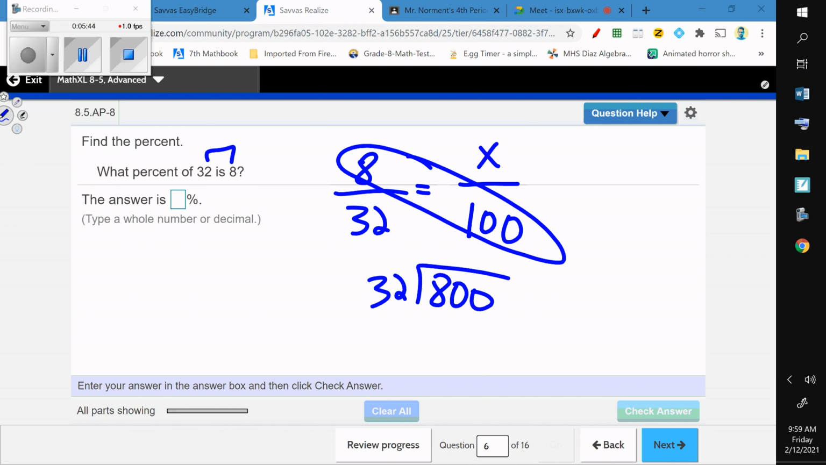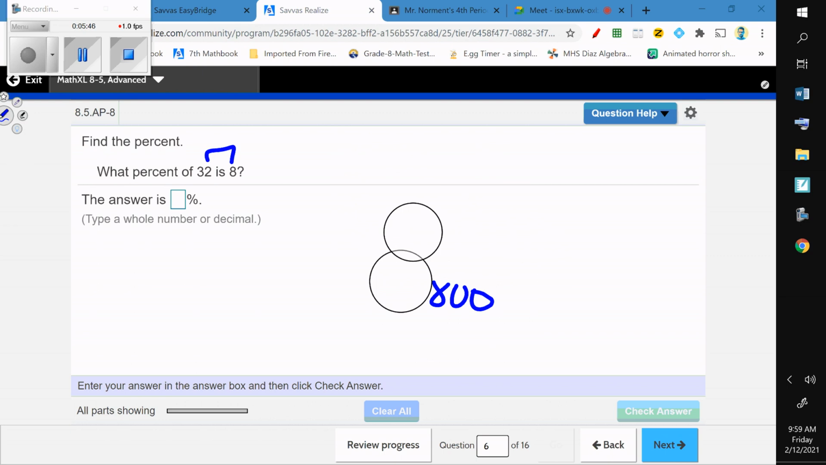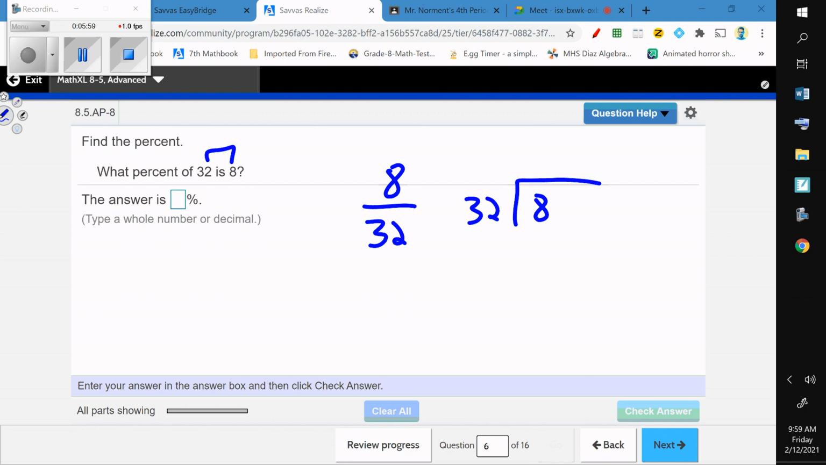But the way that I teach you, for now, because I didn't realize I'm going to have to teach proportions next week, is just do this: convert this to a decimal. I'm sorry, convert the decimal to a percent, that's it. So 32 goes into 8 how many times? That's what you're going to solve, okay? Next.